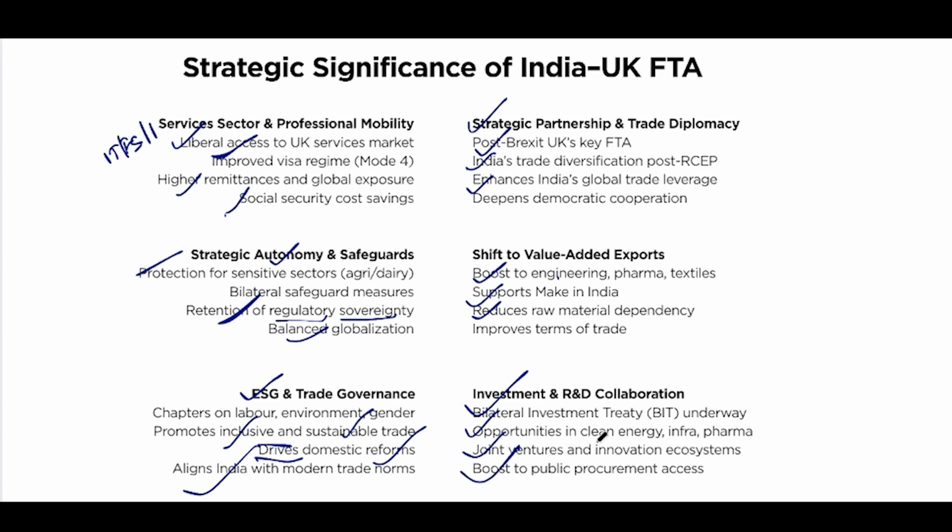Boosting public procurement access is also one of the major initiatives of free trade agreements, where the UK government anticipates significant opportunity in India's expanding public procurement market, especially in transport, healthcare, and green growth sectors. Now, the UK industries will be able to participate in government tenders.